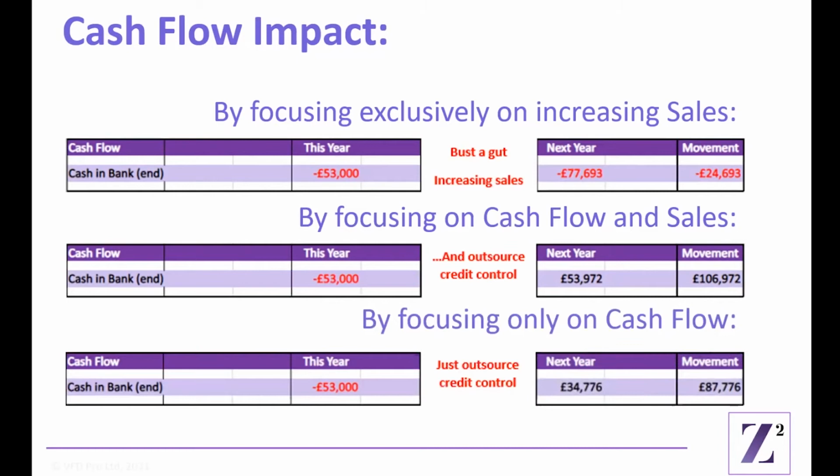Finally, we looked at one more scenario, the easiest of the lot. We looked at what would happen if Alex had simply focused on debtors by outsourcing everything to his accountant. What would happen to Alex's bank balance? We moved into a credit and a positive movement of £87,000. As you can see, busting a gut to increase sales by 50% versus reducing debtor days, the difference in the final bank balance could be as little as £20,000.